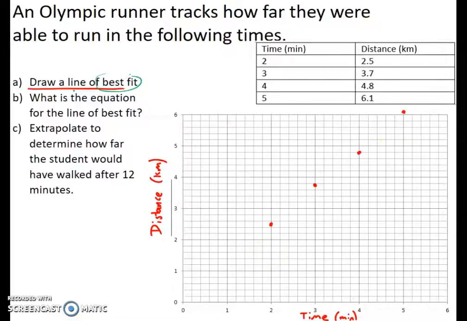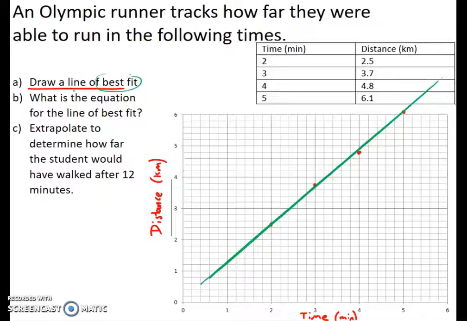So what I'm going to do is take a ruler and try to get it so that I get roughly 2 on both sides. So let's see if I can do this. And I want to follow the general trend of the line here. Okay, so I've got roughly, this is on the line, this one's on the line, this might be slightly above and slightly below. So that looks like a decent line of best fit.